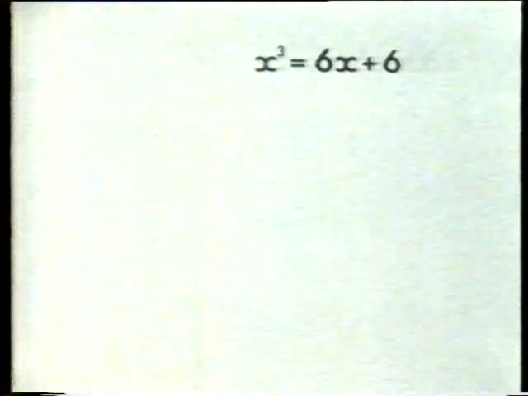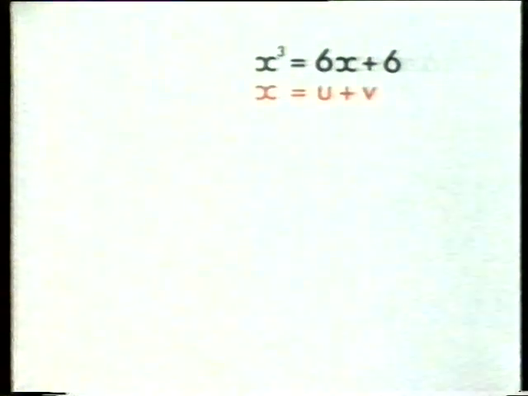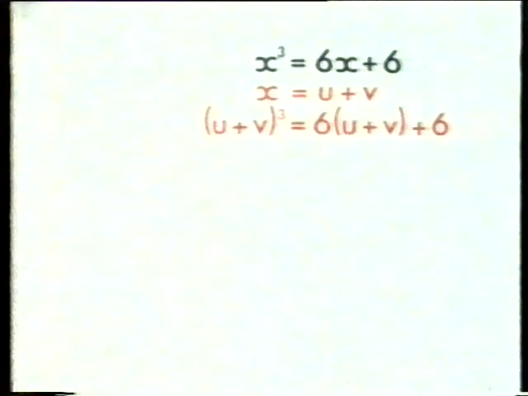Let's look at an example. Suppose we have x cubed equals 6x plus 6. Now we're to look for a solution of the form x equals u plus v, where u and v are new unknowns. Substituting, we get (u plus v) cubed is equal to 6 times (u plus v) plus 6. The method then reduces this one equation to 2. u cubed plus v cubed equals 6, and u cubed times v cubed equals 8.